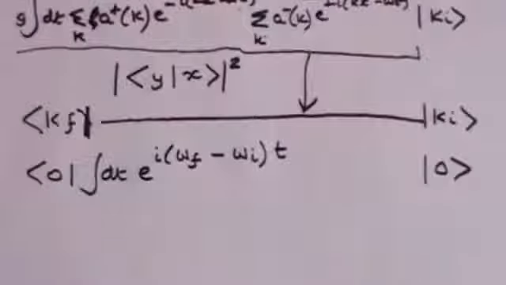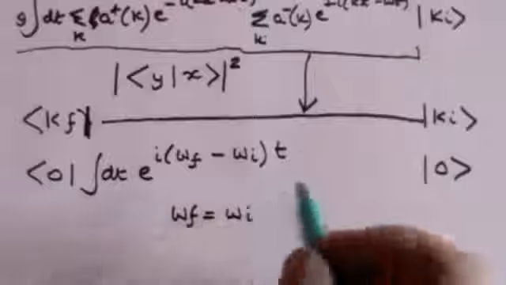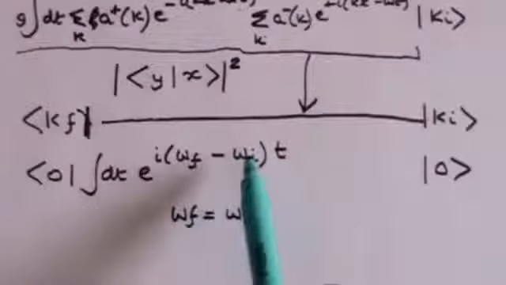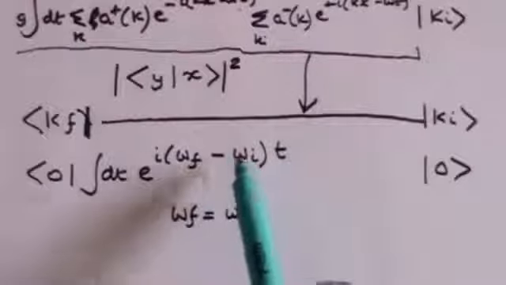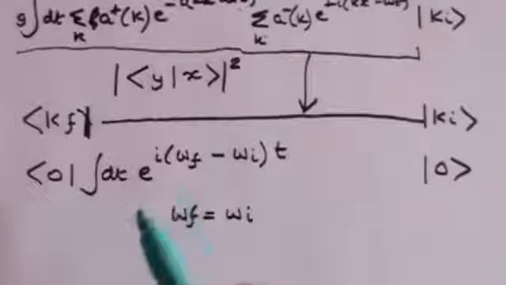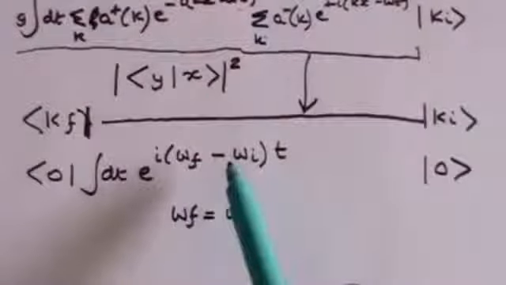Now, if omega f equals omega I, then this term here will be 0, and the exponential will therefore be 1, because the exponential of 0 is 1, and you simply integrate 1 over time. That's doable. What happens if omega f does not equal omega I?